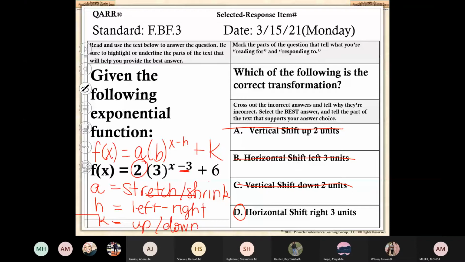Make sure you enter the correct answer in your Canvas. That's how you get credit for your bell ringer. You should have gotten B. That is a horizontal shift to the right. And that was review. Make sure you put the correct answer in Canvas.